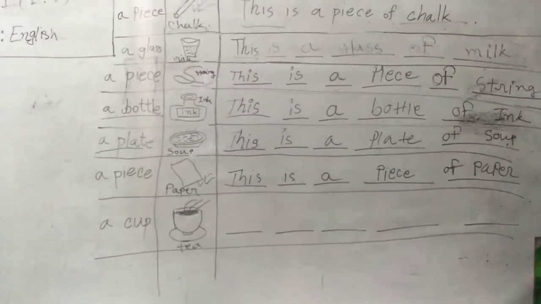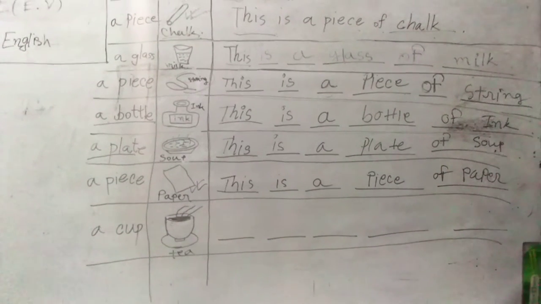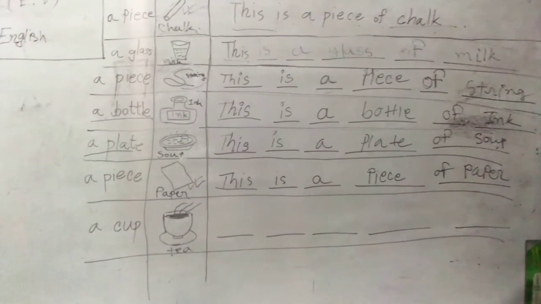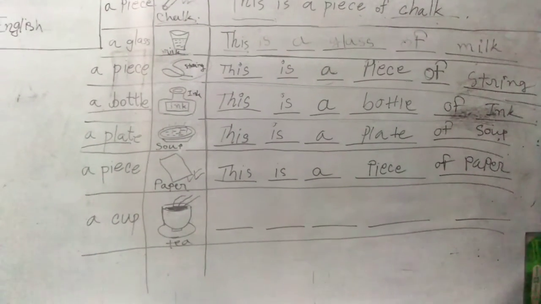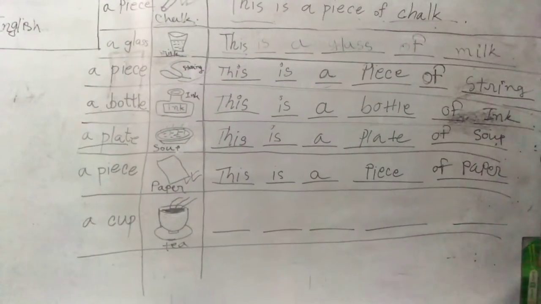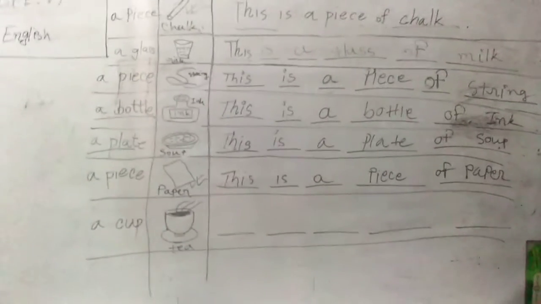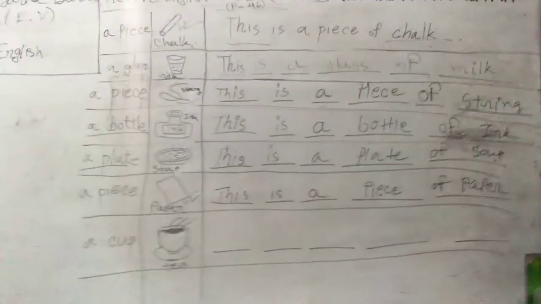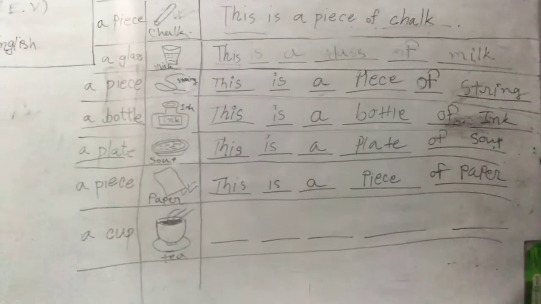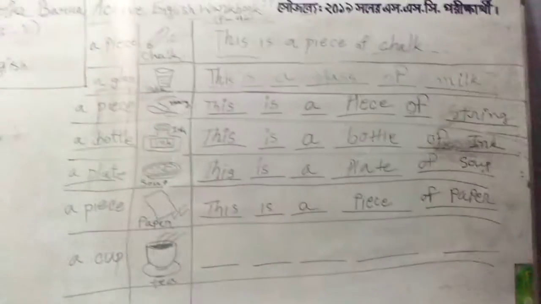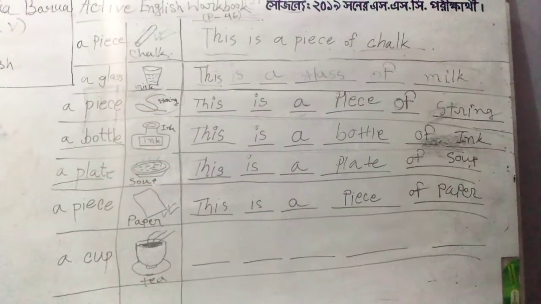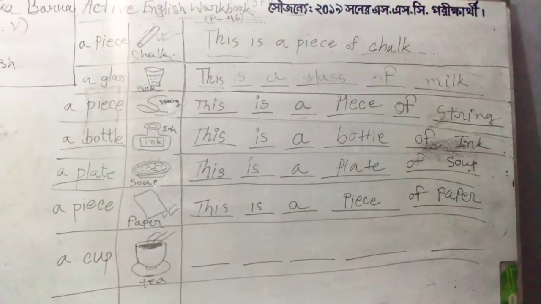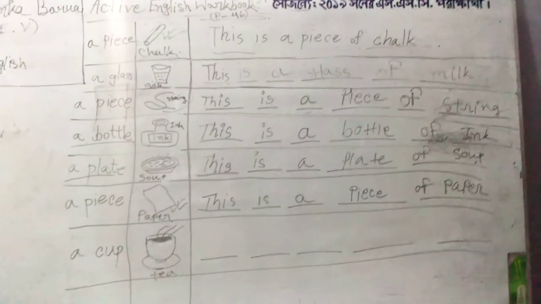As we know, if the first letter of a word is a consonant, of course before that we have to use a. If it is a vowel, we have to use an. And if we make others understand about something very definite, we have to use the. So that's all. Then after the a, you have to write the name of the things, like a bottle of ink, a piece of string, a glass of water, a plate of soup, a piece of paper, a piece of chalk.